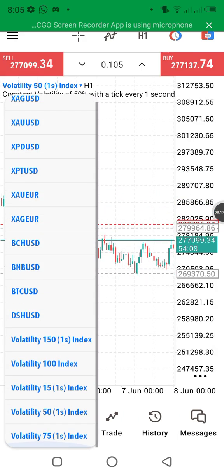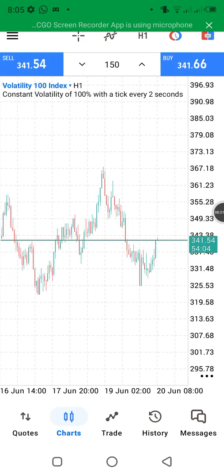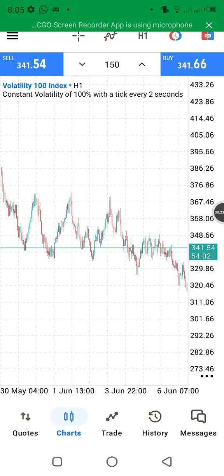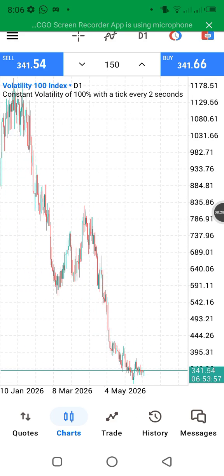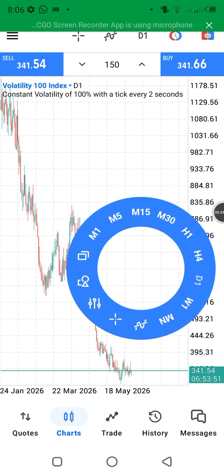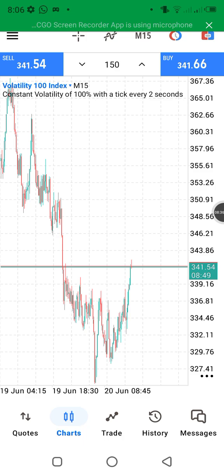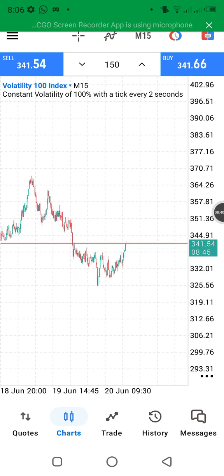Another pair which I wanted to show you is the V100. The issue with it is that you cannot see it very clearly. So you want to go to the daily time frame, and on the daily time frame, as you can see, price is bearish. So you go to the low time frame, the M15. You want to look for the structure confirmation that price is going to continue that selling pressure.